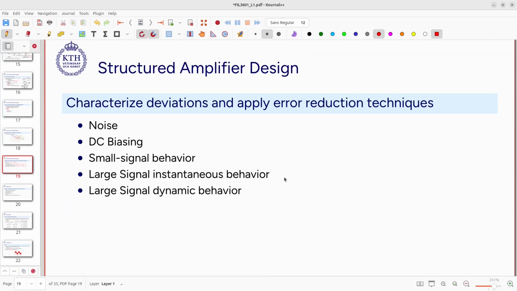So we see a need to characterize all kinds of deviations and apply error reduction techniques. One of the problems that we saw is that there is always noise. We need to characterize noise, and then we will be doing noise simulations, both in transient, so in time domain, and also in AC domain.